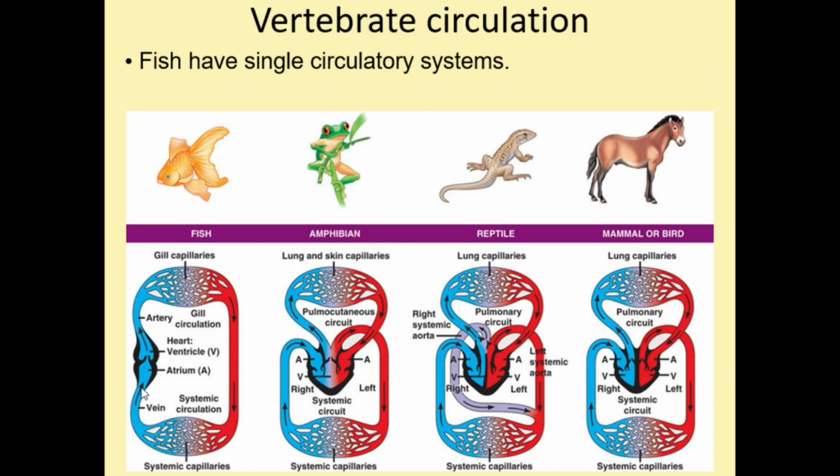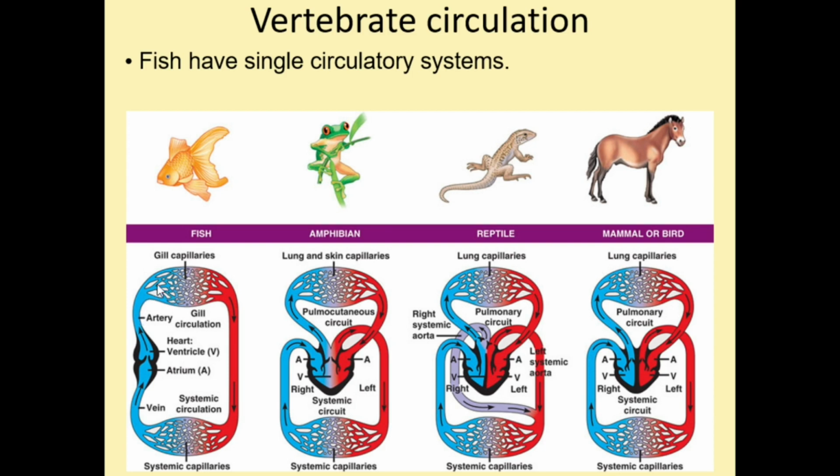Blood is deoxygenated blood. So this is blood that has been around the body. It's dropped off its oxygen and it's picked up its carbon dioxide. That returns to the atrium. It moves to the ventricle, where it then gets pumped to the gills first. So you can see up here what's happening with the gills. So blue represents the deoxygenated blood, red is oxygenated blood.